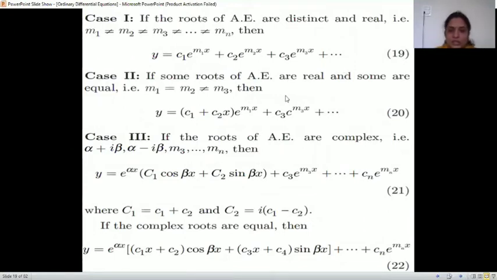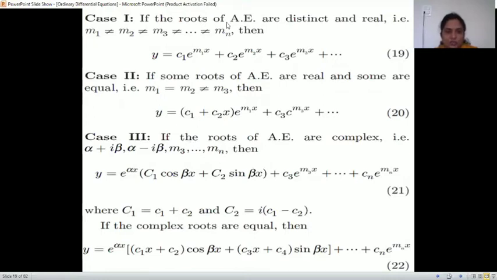And next, second case is if the roots are real and equal, that is if m1 is equal to m2 and which is not equal to m3, then these two are repeated. So how to write for repeated? c1 plus c2x into e raised to m1x plus c3 e raised to m3x, right?